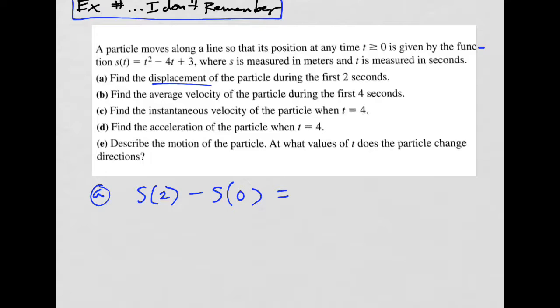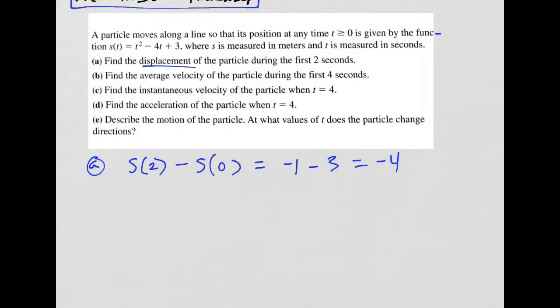So at 2, what do we have? 2 squared is 4 minus 8, right? 4 minus 8 is negative 4, plus 3 is negative 1. And then we have to plug in the 0. Well, displacement we're subtracting, so that's subtraction. And that would be positive 3. So the displacement is negative 4. That just means negative, it means to the left side. Moved left 4 units. The displacement is negative 4, or you could say left 4 units. Okay, very good.